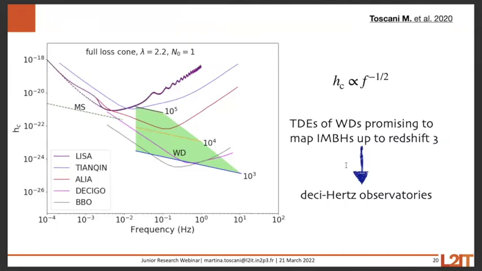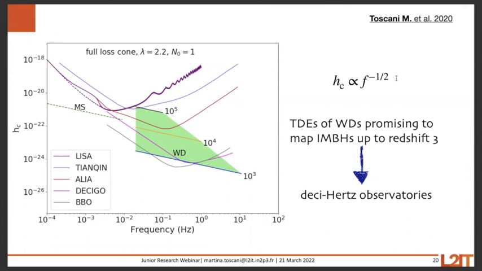So we performed the calculation, we made a series of hypotheses, of course, and here is what we obtained. First, as a consequence of the impulsive nature of the gravitational wave signal from tidal disruption events, which I told you is a burst, this gravitational wave background for both classes of tidal disruption events is proportional to the frequency to the power of -1/2. And this is a distinctive feature of the gravitational wave signal of TDEs.